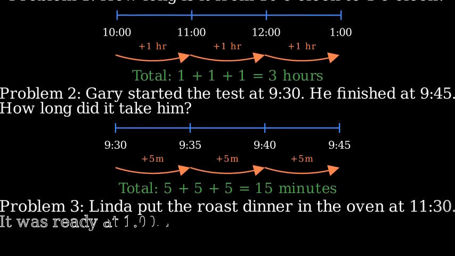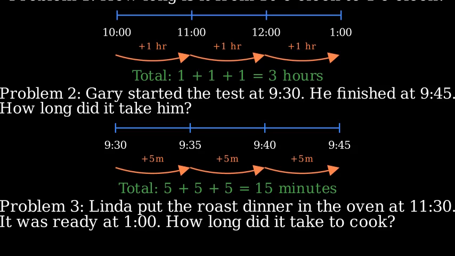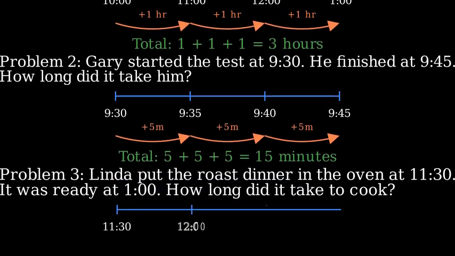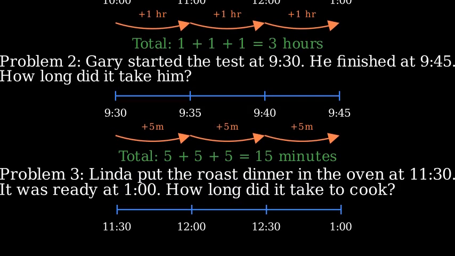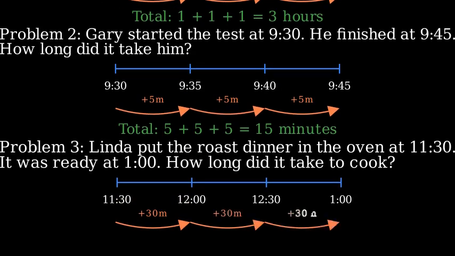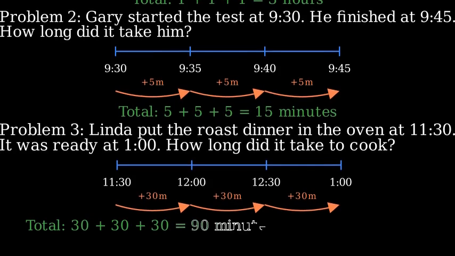Now for our final example, Linda put the roast dinner in the oven at 11:30. It was ready at 1 o'clock. How long did it take to cook? Let's create our timeline with 11:30, 12 o'clock, 12:30, and 1 o'clock. From 11:30 to 12 o'clock is 30 minutes. From 12 o'clock to 12:30 is another 30 minutes. And from 12:30 to 1 o'clock is a third 30-minute jump. So the total cooking time is 30 plus 30 plus 30 minutes, which equals 90 minutes or 1 hour and 30 minutes.